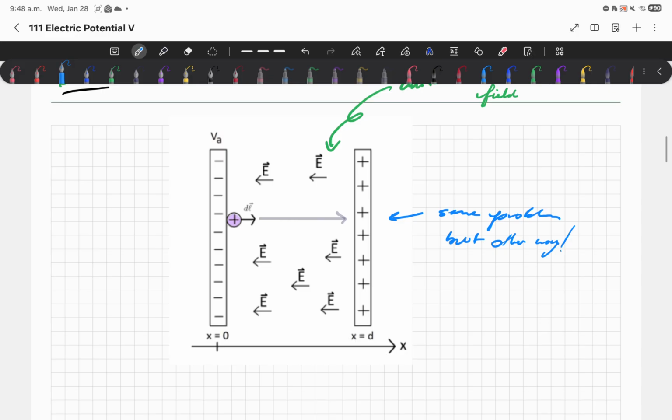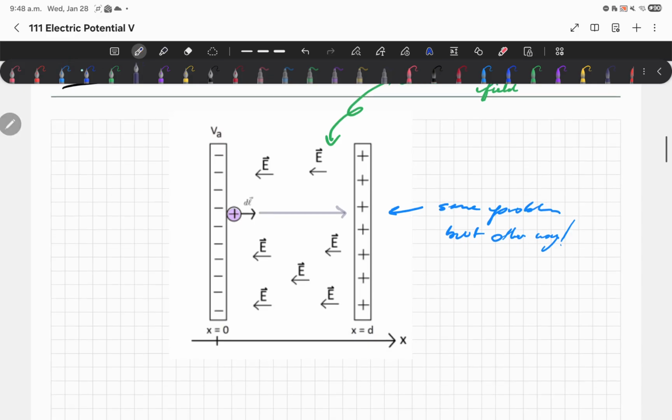So dl, what is dl? dl, that's our infinitesimal displacement vector. It's just pointing in the direction we're going. So if we're going in the positive x direction here, this little dl vector is just going to be (dx, 0, 0), right? It's just going some little bit dx along our x-axis here. So we have our electric field vector, we have our displacement vector, we just have to take the dot product of those two and then add it all up.